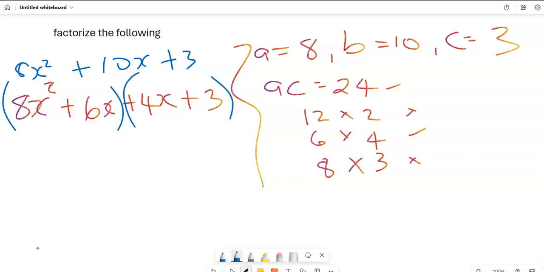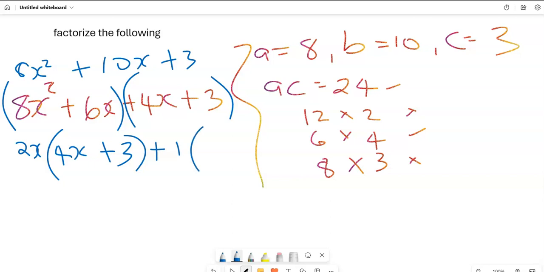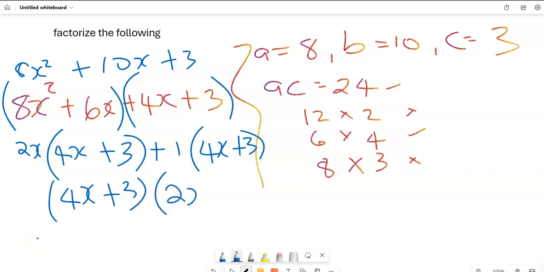Common factor for the first pair, 2x. 2x into 8x squared. So 2 into 8, 4, x into x squared is x. 2 into 6, 3, and x will cancel x. And over here, we don't see any common factor, so we know that the common factor is 1. So we have plus 1 outside, and then we factorize again. 4x plus 3 is common, and we write what is outside of the bracket in one bracket. So that's 4x plus 3 times 2x plus 1. So that is one example.